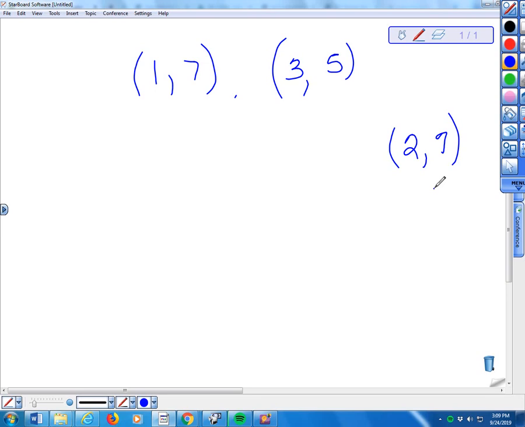What if it's like negative 2 and 2? That becomes a whole number, right? So is it negative 1?